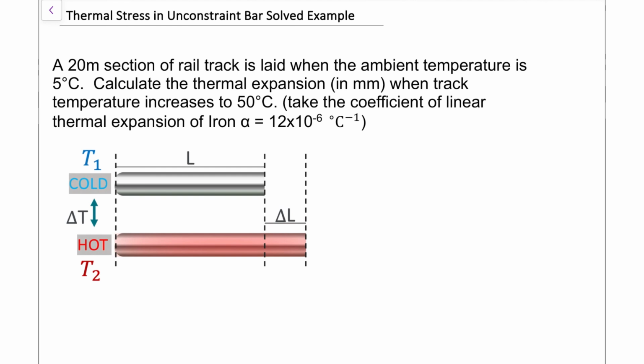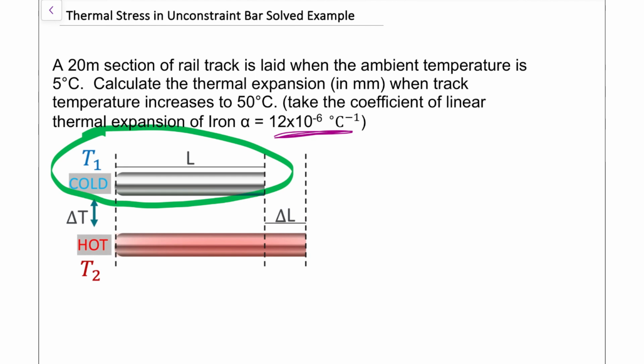Of course, we have to use our coefficient of thermal expansion, and we have that right here. That's our rate of change per degree Celsius in the bar, and we need to figure out what the change in length is. Now, in terms of the principle, let's use this diagram to ensure that you understand what we're going to do. T1 represents when the track was cold, so that's at our 5 degrees Celsius, and that capital L is representing the length of the track at that point, and that's our 20 meters.